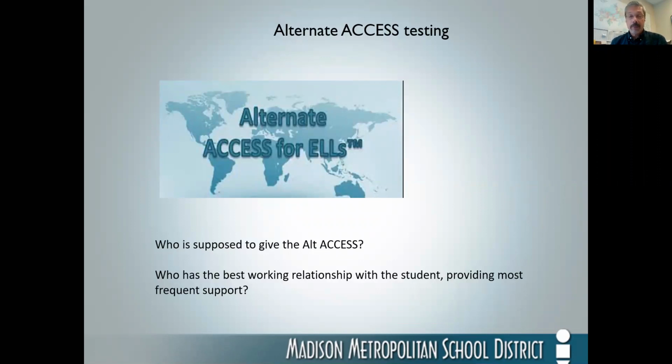So the question always comes up to me, who is supposed to give the alternate access? My established response is, who has the best relationship with the student? The options are typically, is it going to be the CC teacher, or is it going to be the BRT, the ESL teacher, the classroom teacher in a DLI situation, et cetera? So it's a tough call because every single case is different.